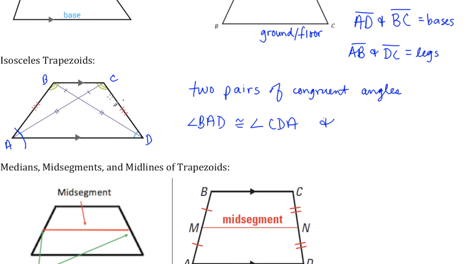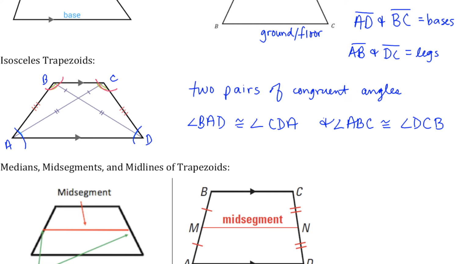And angle ABC is congruent to angle DCB. So BAD is congruent to CDA, and angle ABC is congruent to DCB.